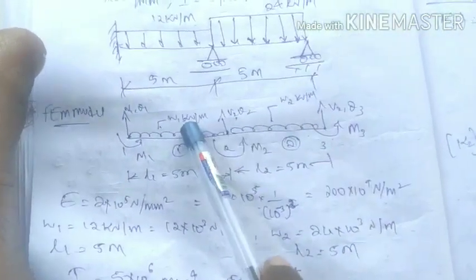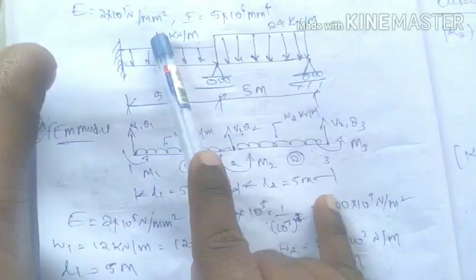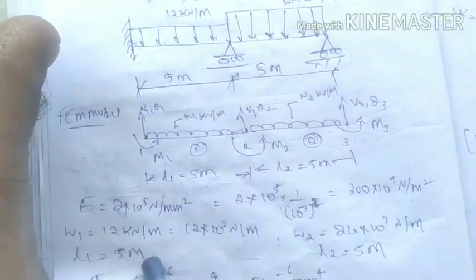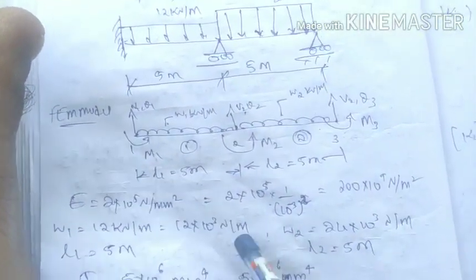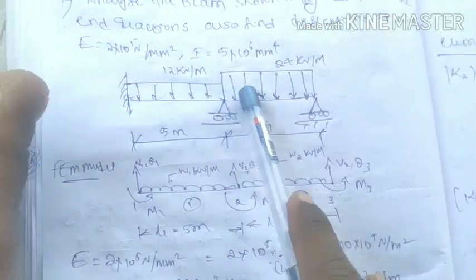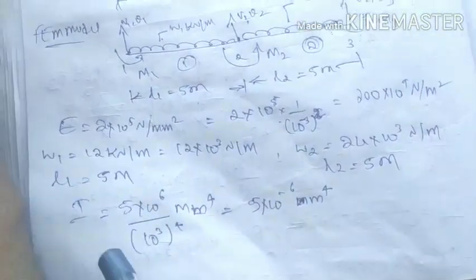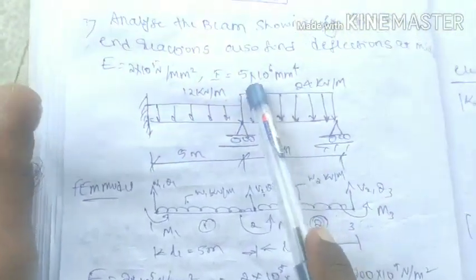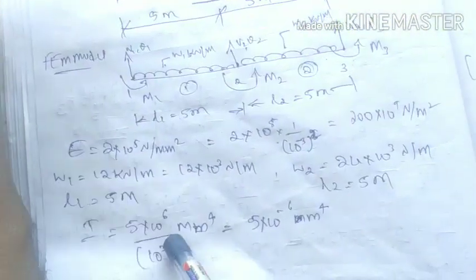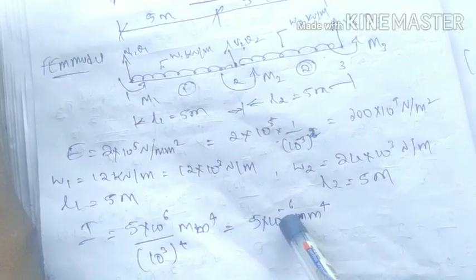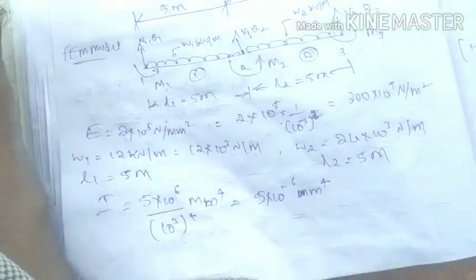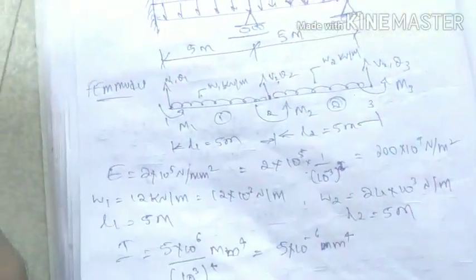Similarly W1 is this one, 12 into 10 raised to 3 Newton per meter. L1 is 5 meter. Similarly W2 will be 24 into 10 raised to 3 Newton per meter, and L2 is 5 meter. And the moment of inertia is 5 into 10 raised to minus 6 meter to the power of 4. So everything we convert into meter.